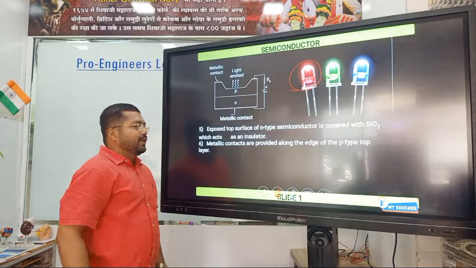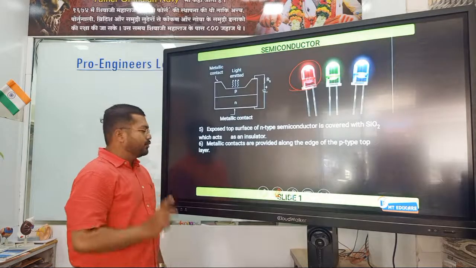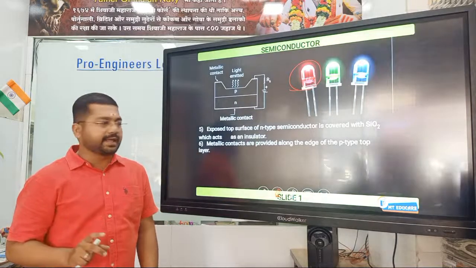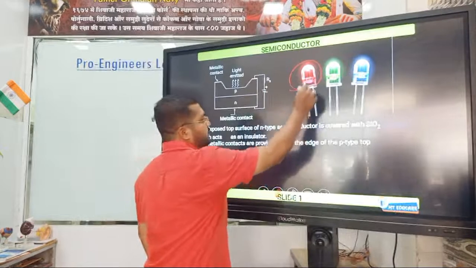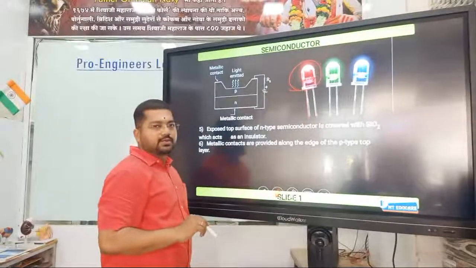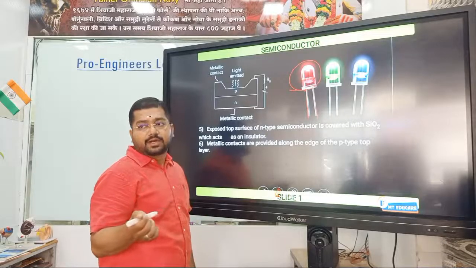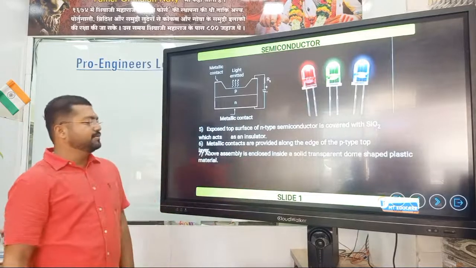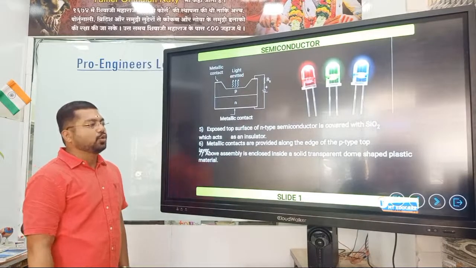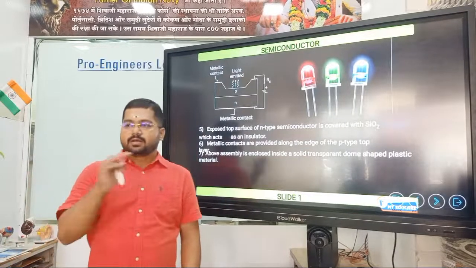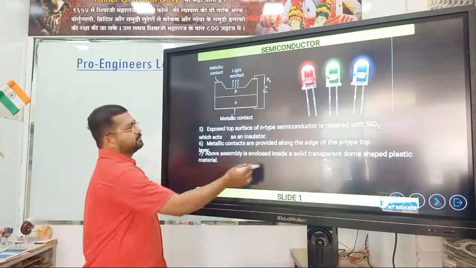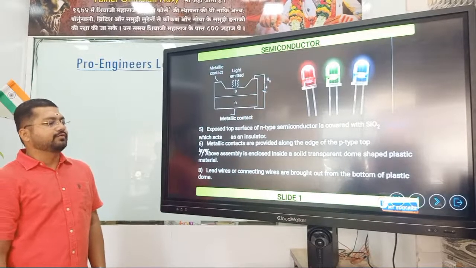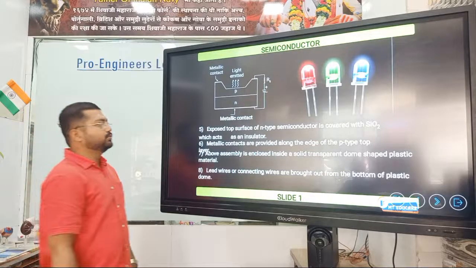Metallic contacts are provided along the edge of the P-type top layer. Means whatever leads or terminals we are getting, from where we will give the input voltage, are termed here as metallic contacts. The above assembly is enclosed inside a solid transparent dome-shaped plastic material. Lead wires or connecting wires are brought out from the bottom of the plastic dome.